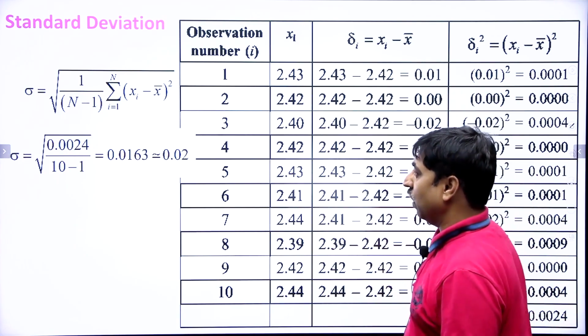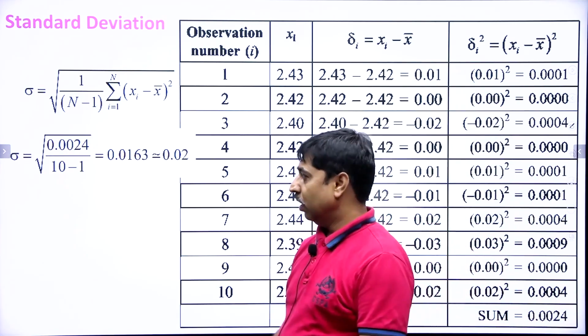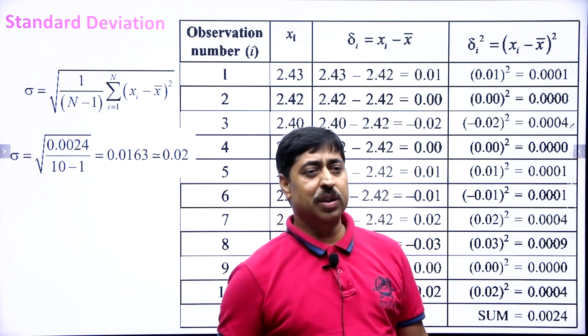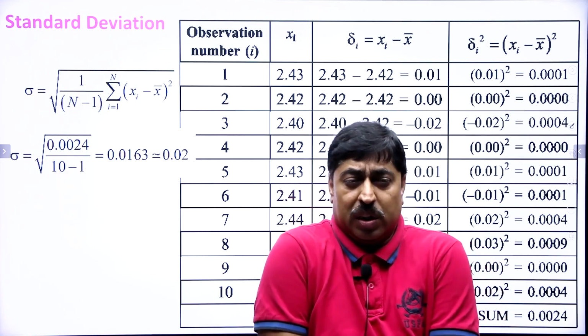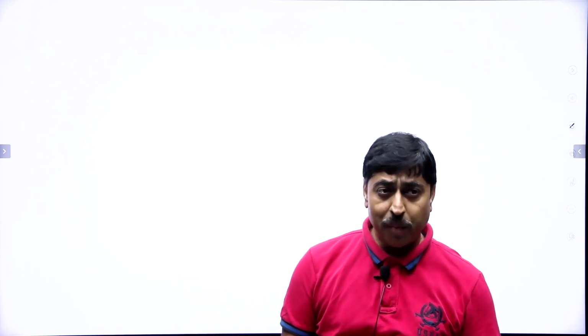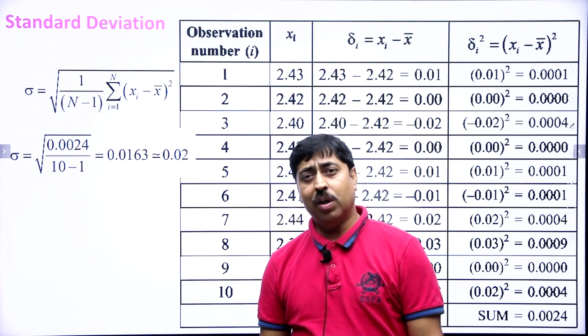For this particular table, I did all the calculations and found it to be 0.02. So, this standard deviation is 0.02. Now, what does this standard deviation actually tell me? It is 0.02, right? What does it tell me?